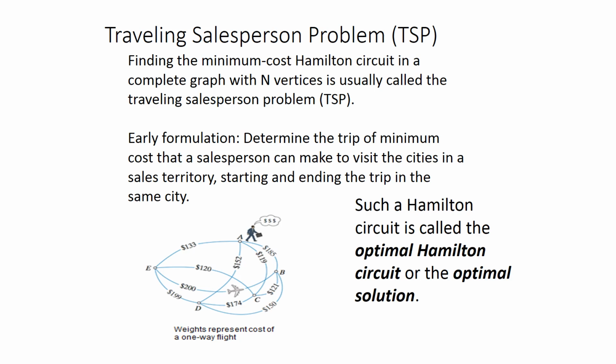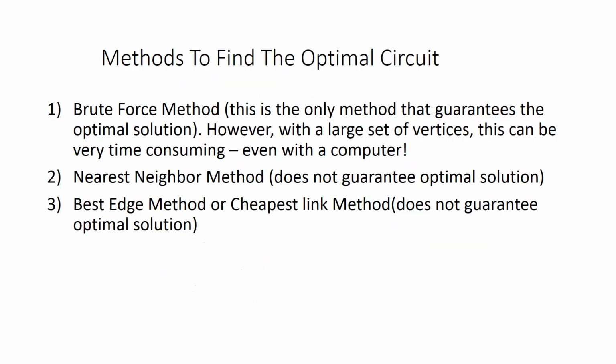So again, I mentioned this, finding the minimal cost Hamilton circuit. There are many different Hamilton circuits, but if we want to visit each city exactly once, we want to find the least cost trip. This is called the traveling salesman problem. If you look at this picture, this traveling salesman wants to visit towns B, C, D, and E and end up in A, and there are many different ways of doing that, but we want to look at finding the optimal Hamilton circuit or the optimal solution. You might hear that as well.